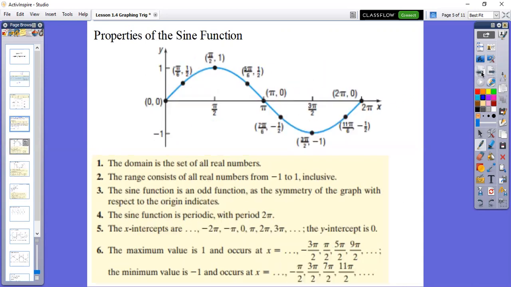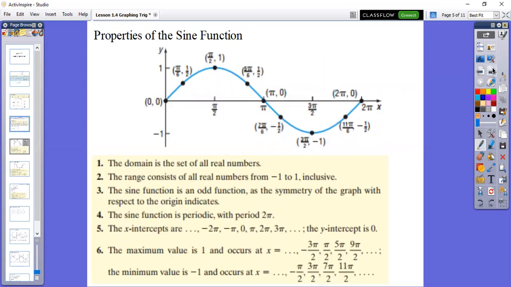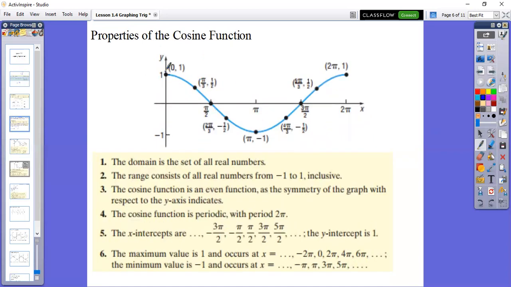Cosine is actually this graph translated left or right pi over 2 units. So what I see here is this starts at 0, 1, and then it goes down to 0 at pi over 2, goes down to its minimum at negative 1 when I have a value of pi, and then goes all the way up to its maximum at 2 pi, 1. And really this is the same kind of idea as a sine graph. It's going to be periodic. It's going to repeat this curve over and over again.